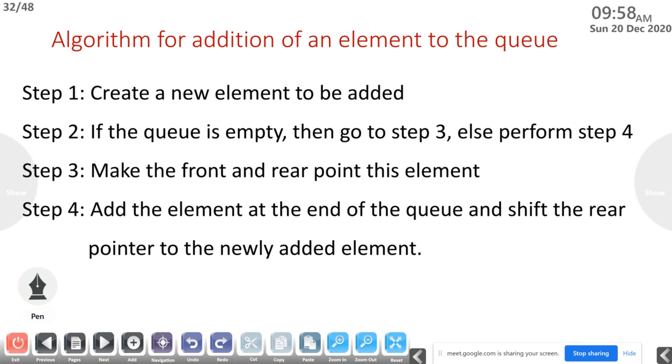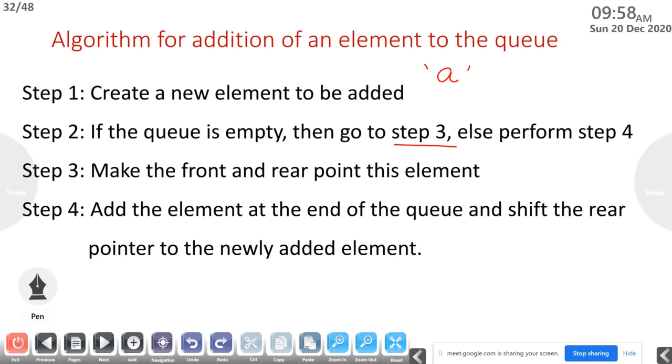Then if the queue is empty, two possibilities are there. Maybe the queue is empty, that means the queue is just created or all the elements in the queue are deleted. So if the queue is empty, then what do we want to do? We want to go to step 3. For example, we just created the queue, then the queue is empty. So we want to move to step 3. What is in step 3? Make the front and rear pointer point to this element. For example, this is the queue. The front and rear will point to that newly added element.